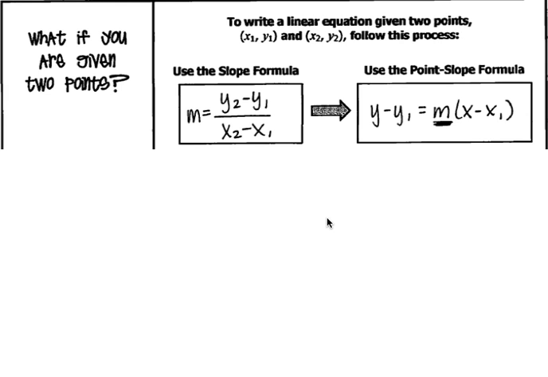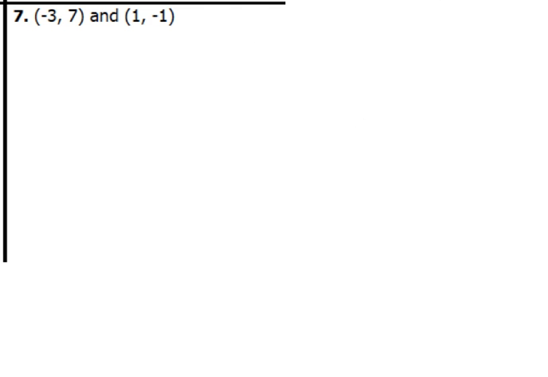So step 1, you're going to use the m equals y sub 2 minus y sub 1 divided by x sub 2 minus x sub 1. Then you will choose one of those 2 points to use in your point slope formula. So let's take a look at an example. Here we have a point -3, 7 and 1, -1.